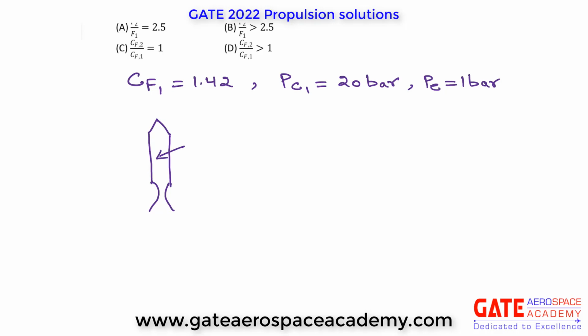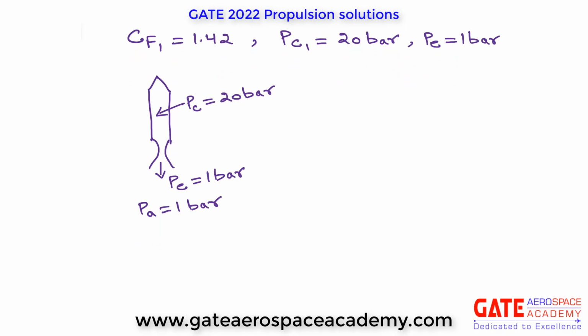Here stagnation pressure, chamber pressure, is equal to 20 bar. Exit pressure: it is optimally expanded to an exit pressure of 1 bar. So ambient pressure is equal to 1 bar because it is optimally expanded. So the stagnation and static pressure ratio PC by PE will be equal to 20 by 1, that is 20. So this is for case 1.